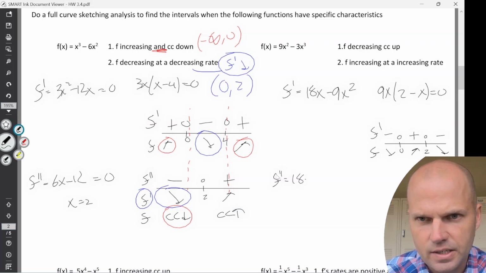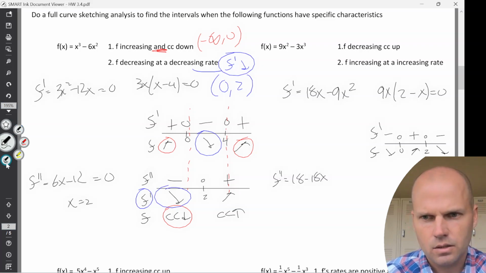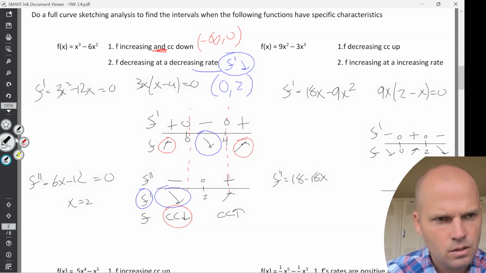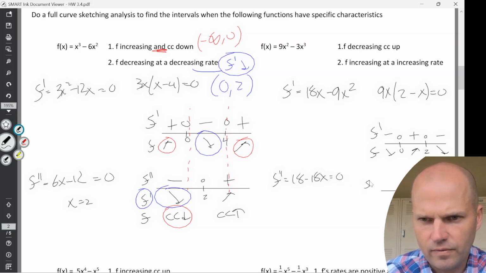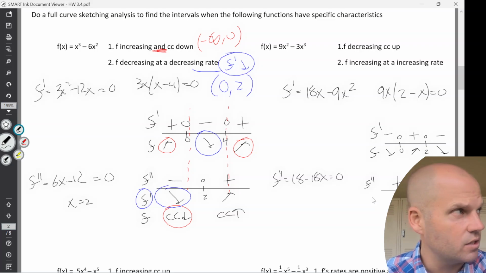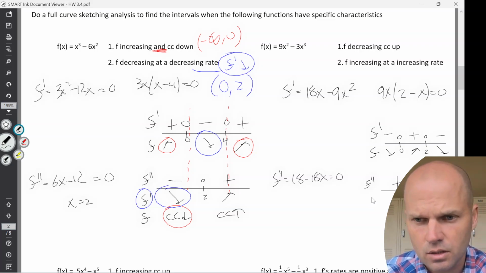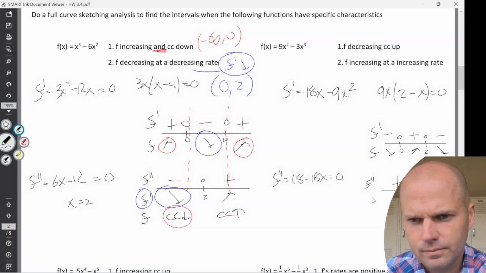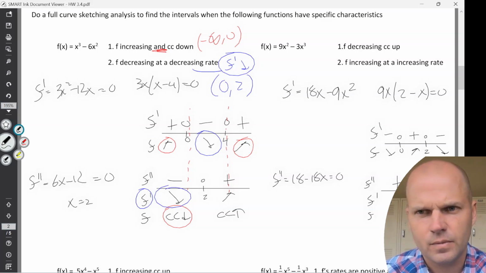The second derivative is 18 minus 18x. Second derivative equals 0 at 1. F double prime, if I plugged in 2, I'd get negatives. If I plugged in 0, I'd get positives, which means my first derivative is increasing and decreasing, which means my function is curving upward and curving down. All right.